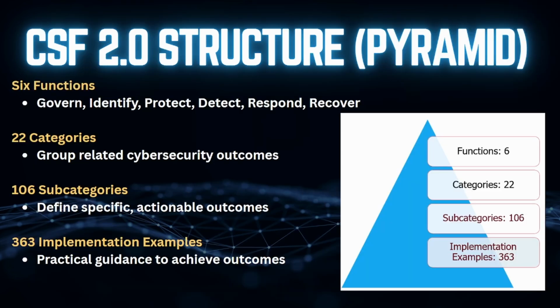The framework is structured in layers, starting from high-level strategy all the way down to detailed execution. At the top, we have 6 functions, which are broken down into 22 categories. These are further divided into 106 subcategories, which define specific outcomes. Supporting all of these are over 300 implementation examples, which provide practical guidance. This layered approach allows organizations to translate strategy into actionable steps.